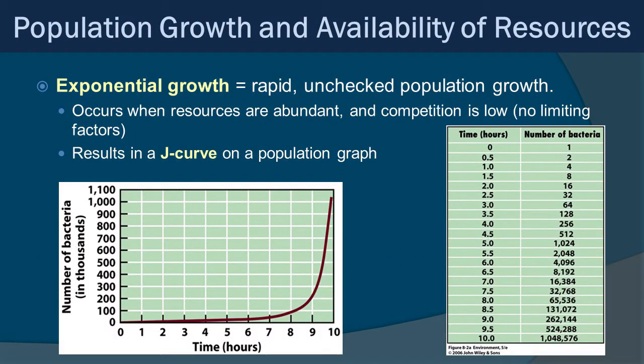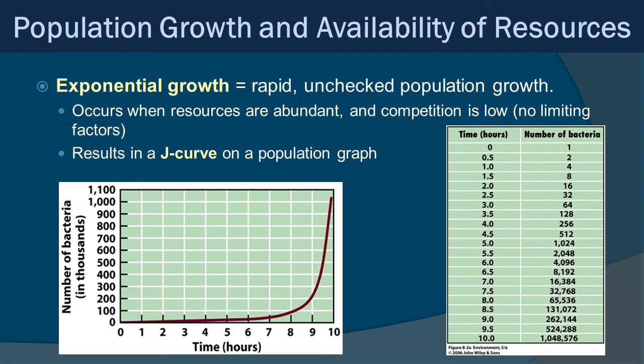Now, as we look at how growth rate actually plays out, there's a couple of different models. First, we can look at exponential growth. This is rapid, unchecked population growth. It occurs when resources are abundant and competition is low, essentially meaning it's a free-for-all, there's no limiting factors, everybody's just having a party, reproducing, getting plenty of food, everything's wonderful.